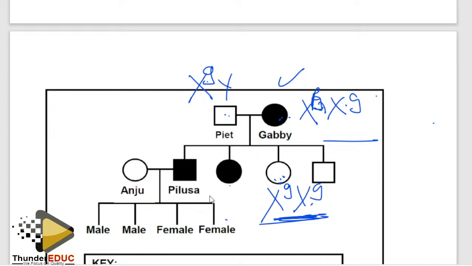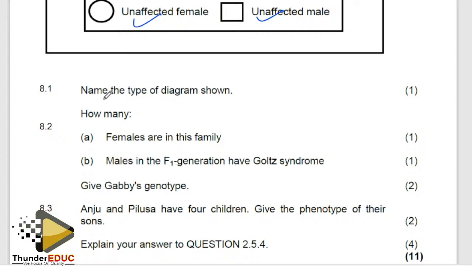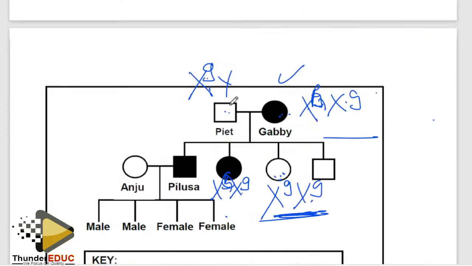What about this? This is a female who is sick. Therefore, this female can't be homozygous dominant. It is going to be capital G and then small g. Why? Because one X came from here, and then another G came from there. Do you understand? Yes. Now, name the type of diagram: it is a phylogenetic tree.